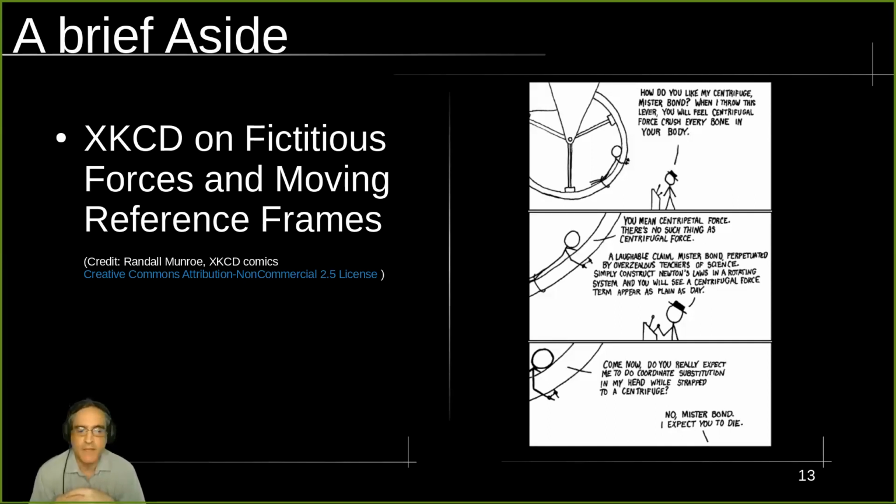Bond, perpetuated by overzealous teachers of science. Simply construct Newton's laws in a rotating system and you will see a centrifugal force term appear plain as day. Guilty of telling my students this sort of stuff. Come now, do you really expect me to do coordinate substitution in my head while strapped to a centrifuge? No, Mr. Bond, I expect you to die.